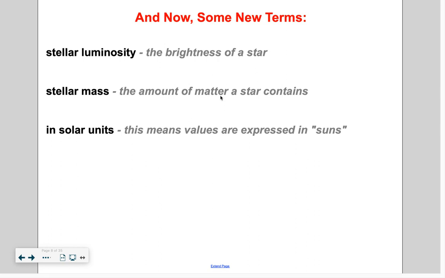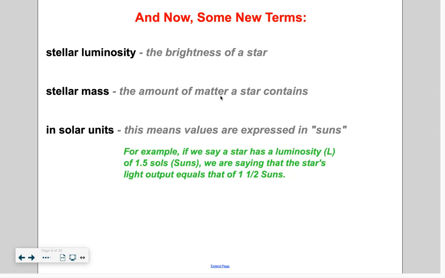You might be like, what? What does that mean? Well, for example, if we say a star has a luminosity of 1.5 sols or suns, we're basically telling you that the star is as bright as 1.5 of our own suns. You would have to take our sun and another half of our sun and combine all that light to equal the light of a star that has 1.5 solar luminosities. Does this make sense? If not, rewind and try again, okay? Or check in with me tomorrow.